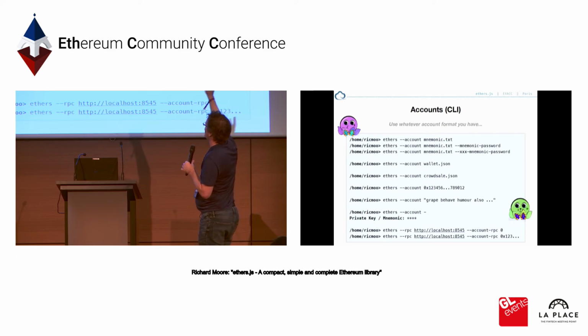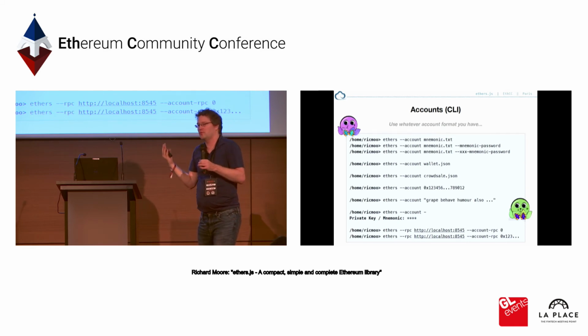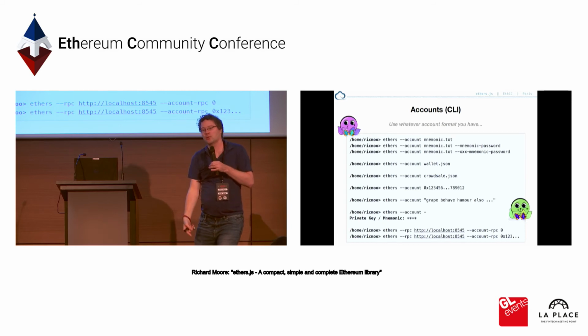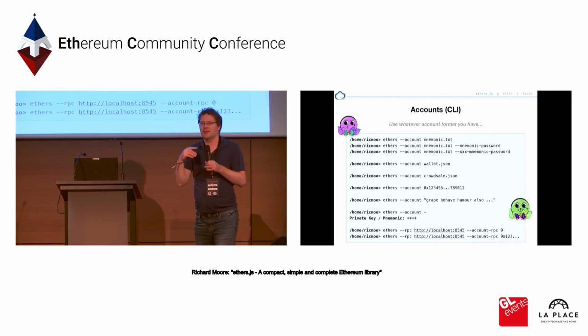Okay, accounts. I think I'm almost done. This is an example of the type of accounts you can use. If you have a text file with a mnemonic in it, you can just use it. If you want to put a password on it, this is using the BIP39 style password. There's also an experimental feature, which is why it's got the XXX dash whatever in front of it. It'll take your password, run it through scrypt for about a minute, and then use that as the password into your mnemonic.